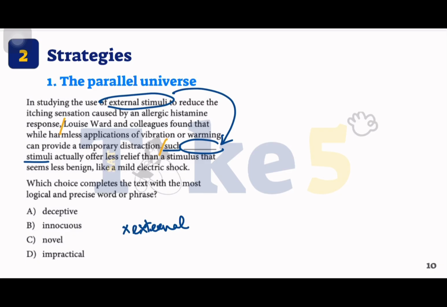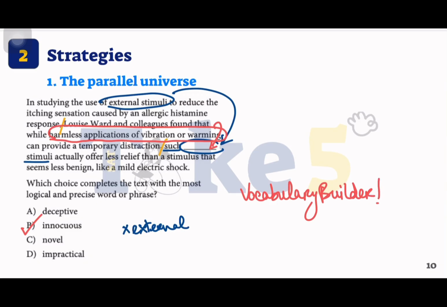If you understand the meaning of this word, you can also see that it's mentioned through the phrase harmless applications of vibration or warming. These are all stimuli. So the character harmless can be used to mirror to the blank. However, you need to know the meaning of all the answers in order to find the right one, which is innocuous, or harmless. This is why we encourage you to build up your vocabulary with our vocabulary builder tool to comfortably solve such hard questions, especially if your goal is to reach the 1500 plus score tier.